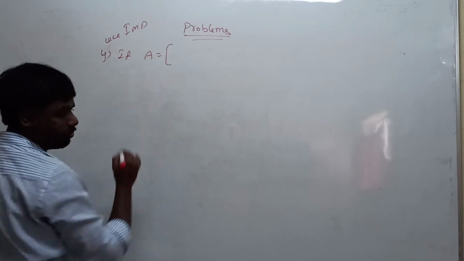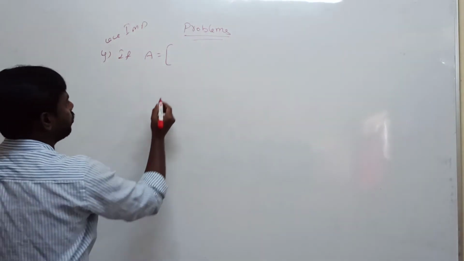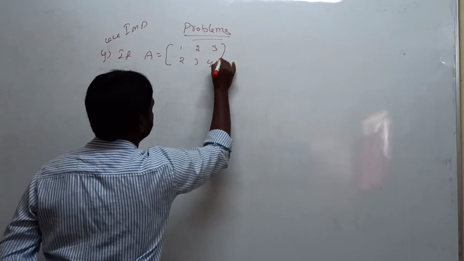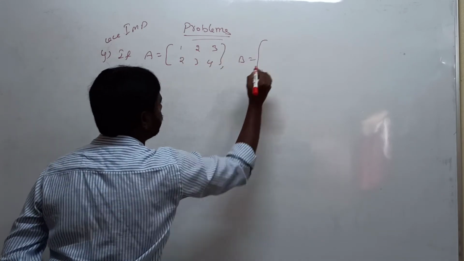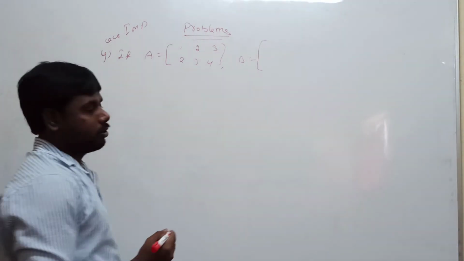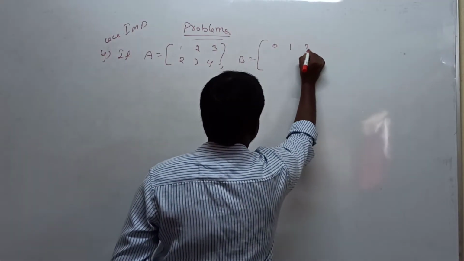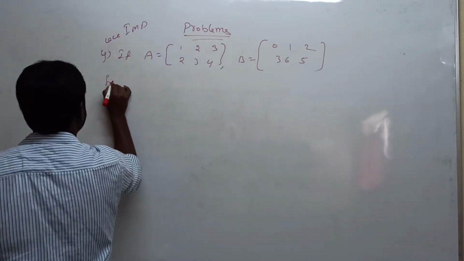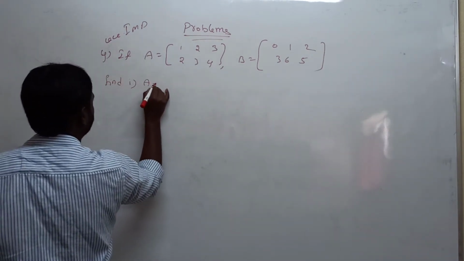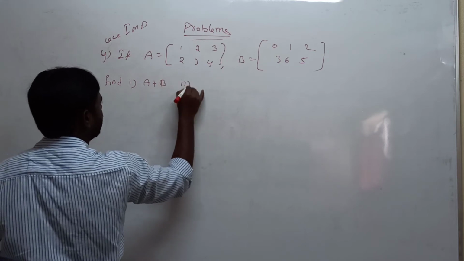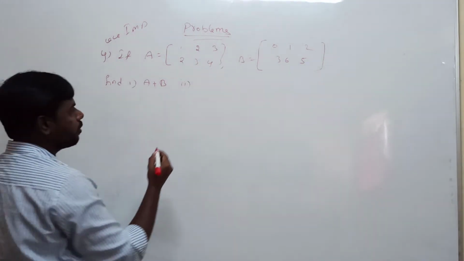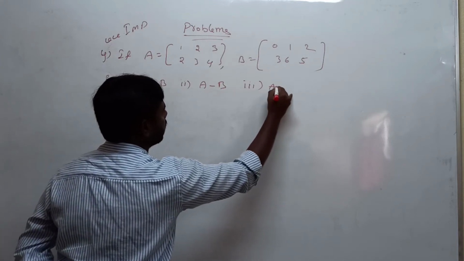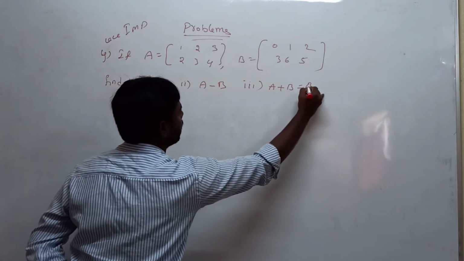A is equal to 1, 2, 3, 2, 3, 4. Next B matrix is equal to 0, 1, 2, 3, 6, 5. Find A plus B. And the second question is A minus B. And the third question is A plus B is equal to B plus A.